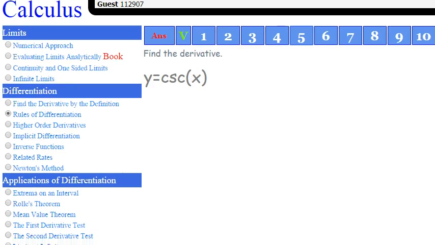gotomath.com. We are looking at some calculus. We're doing rules of differentiation, and this is the section here that we're in. It says find the derivative. So we have y is equal to cosecant x, and if it says find the derivative, we want to find y prime.